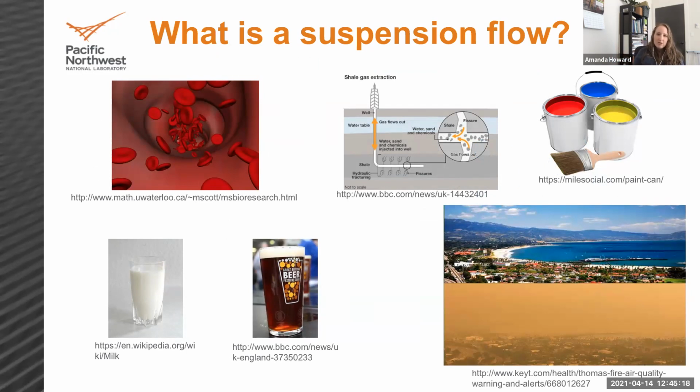An example of an industrial fluid that is a suspension is paint. A lot of beverages are suspensions, like milk or beer. And then an example that is becoming, unfortunately, increasingly important for our lives is that wildfire smoke is a suspension. So this bottom picture is Santa Barbara on a clear day, and then Santa Barbara during wildfires in 2018.